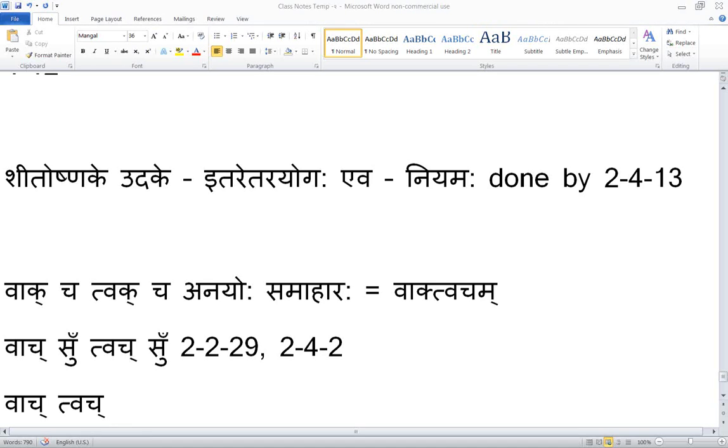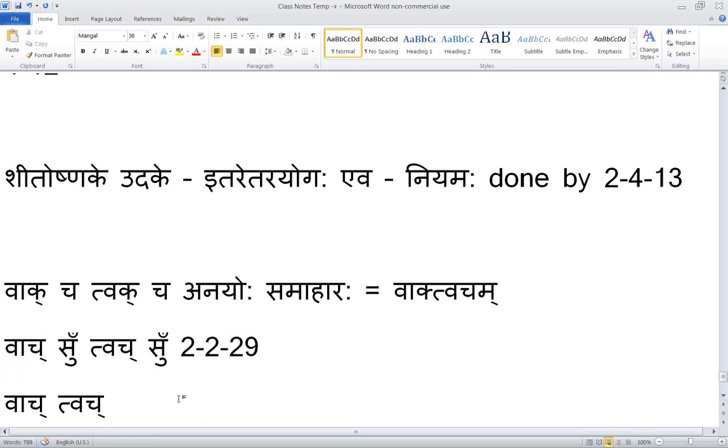Now, probably speech is not, I think, so maybe this one we don't need. Let's just keep it simple. We don't have to force samahara here. We just keep it itaretara dvandva, because for 2.4.2 pranyanganam, I don't think this qualifies. Vach is speech, so I don't think it's qualified. So just keep it itaretara dvandva.